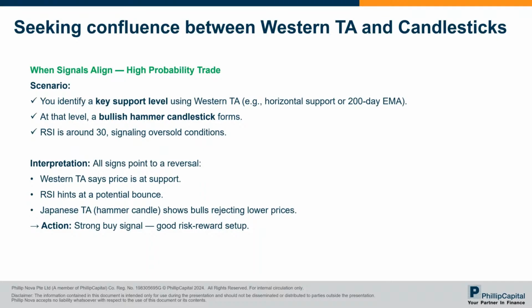When the TA says that the price is above its support, it points to a potential reversal to the upside. And RSI being at 30 also points at a potential bounce to the upside. And at the same time, you have a hammer candle that also shows that the bullish momentum is rejecting the lower prices. So you have three confirmations from three different signals that tell you there's a high chance that if you enter into a long trade, it will go up. So this is when you want to engage in a long trade.